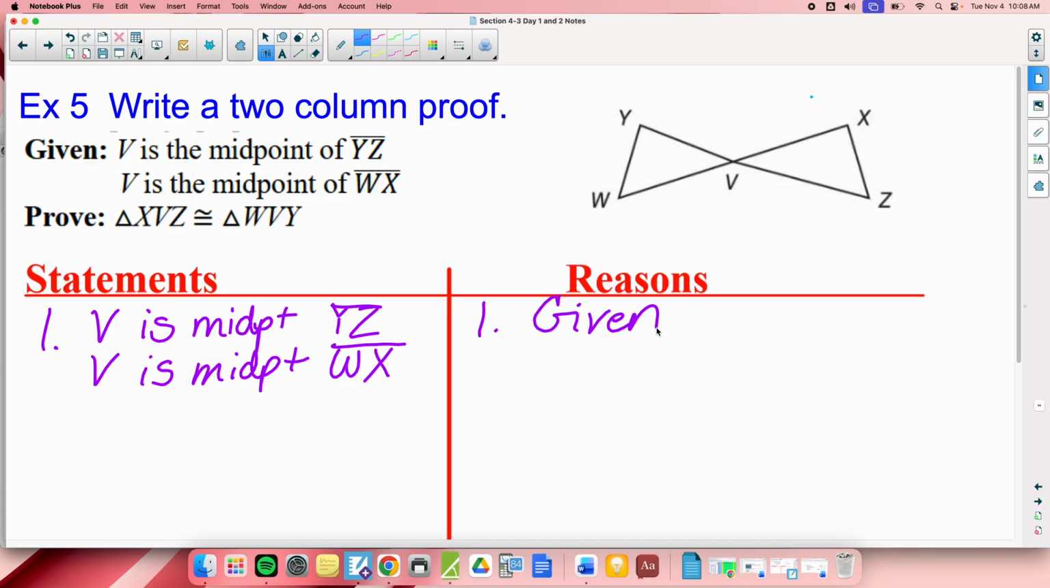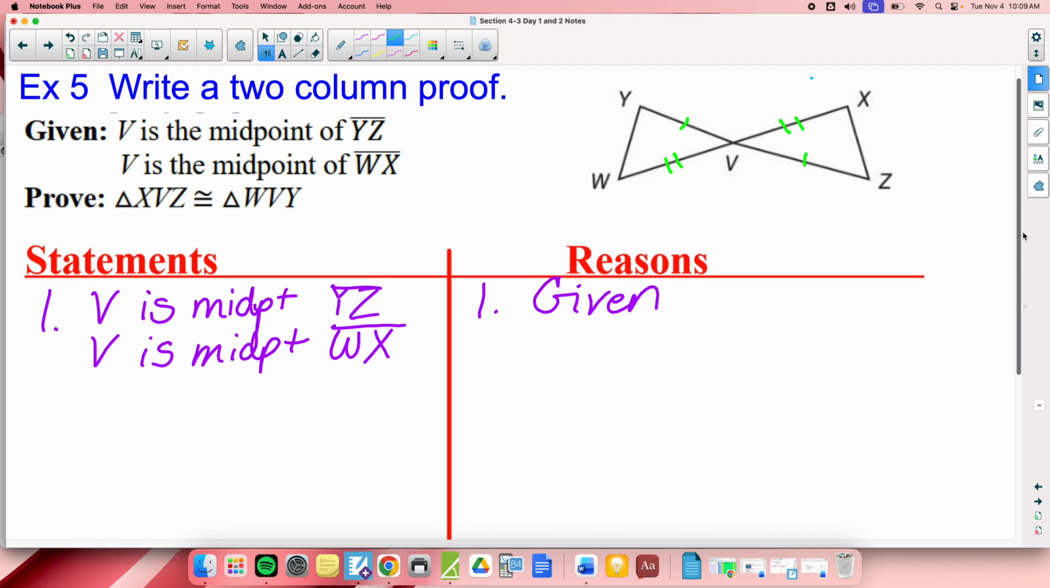Now, when they tell you the midpoint, you can't write anything until you do an extra step. What step do we have to do? Midpoint theorem. And they're telling us here that V is the midpoint of YZ. Do you guys get that means those two pieces are equal? And at the same time, we could deal with this one. It says V is the midpoint of WX. So we can also say those two pieces are equal. Use 1 dash for one of the sets and 2 dashes for the other set.